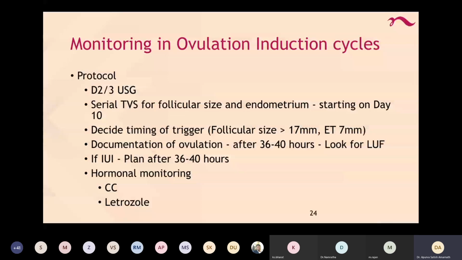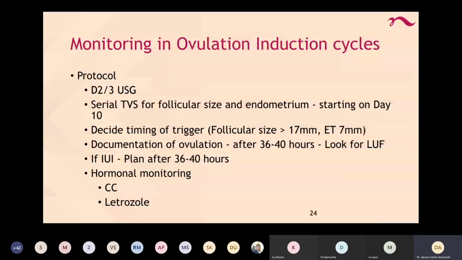So the basic protocol for an ovulation induction cycle would be that we do a day 2, day 3 ultrasound for the woman. This is basically to check the uterus, where the endometrial thickness has to be thin, and to check the antral follicular count in both ovaries and the absence of cysts before we start ovulation induction.